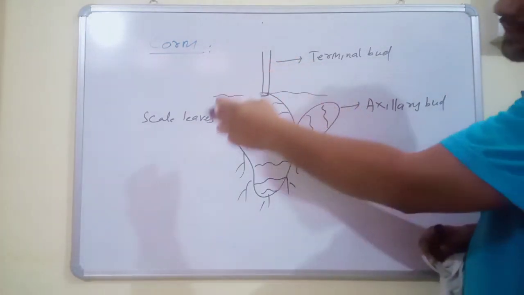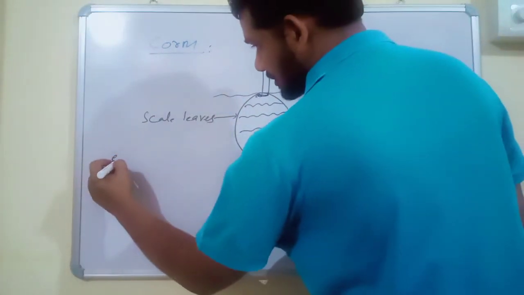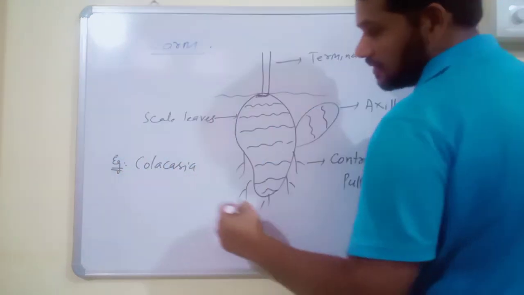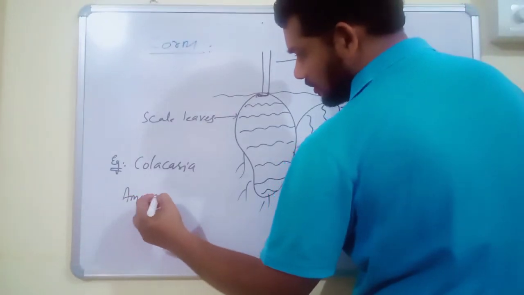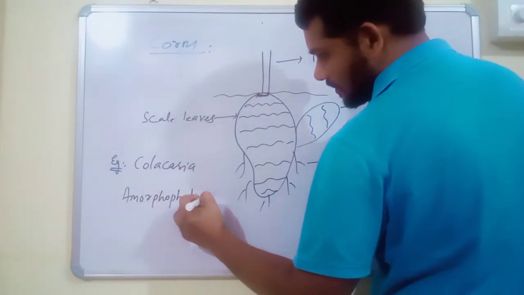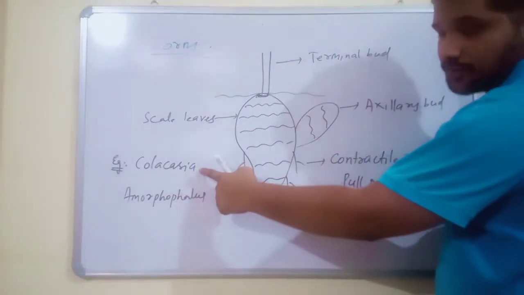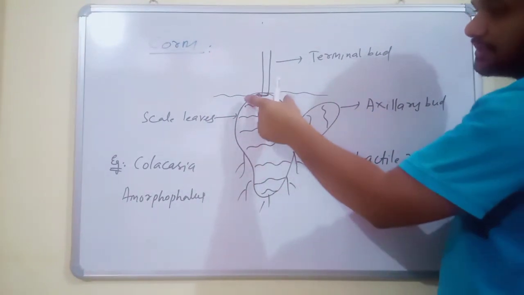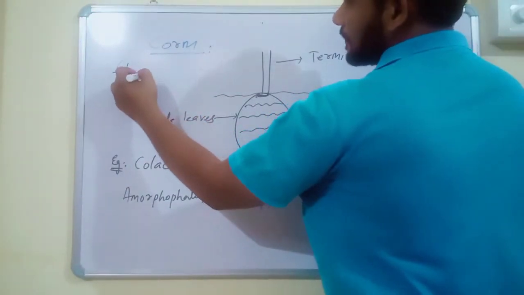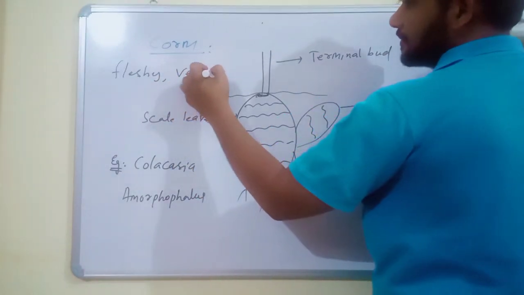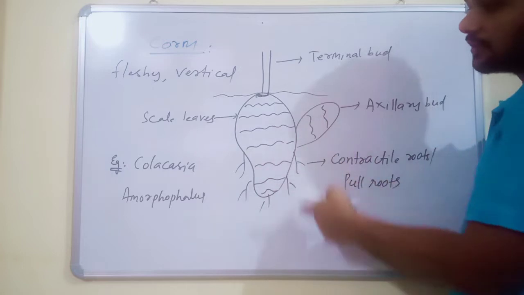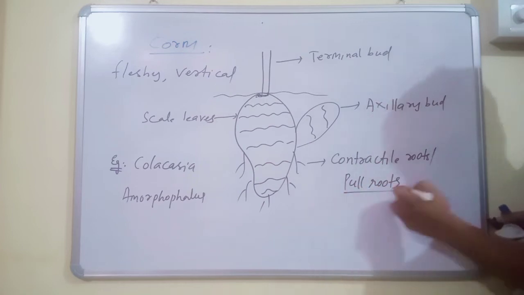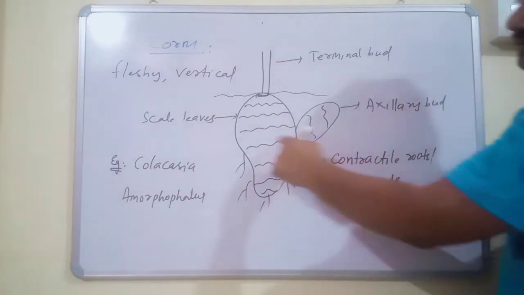So what is the difference between rhizome and corm? Examples for corm: Colocasia, and one more example is Amorphophallus. Colocasia in SMS language is generally called question. Colocasia and Amorphophallus are the two examples for corm. So what is corm? It is a fleshy, vertical underground stem modification which grows below the soil at a particular depth with the help of pull roots. And nodes and internodes are present.